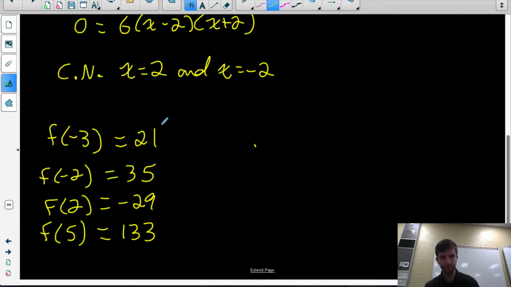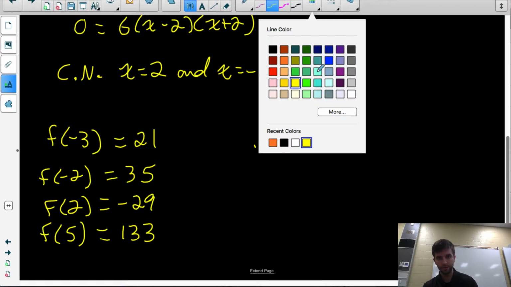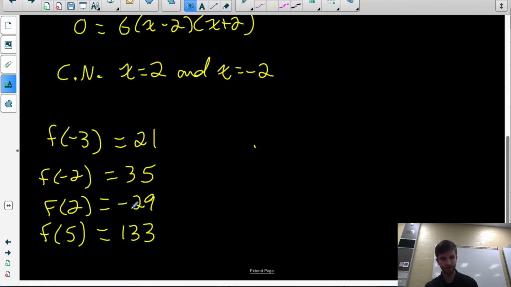Now that they're all filled out, you can see that the lowest y value we ever have, the lowest the function ever goes, is right here, -29, and the highest the function goes on the interval is 133. So we can state our absolute max and min values on the interval now.